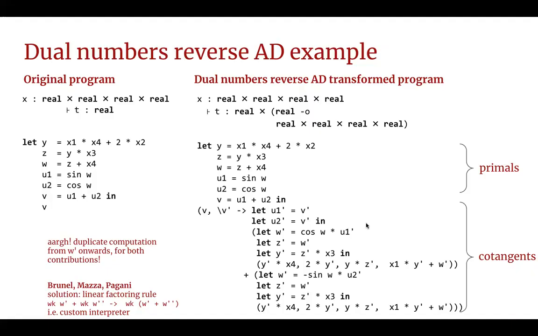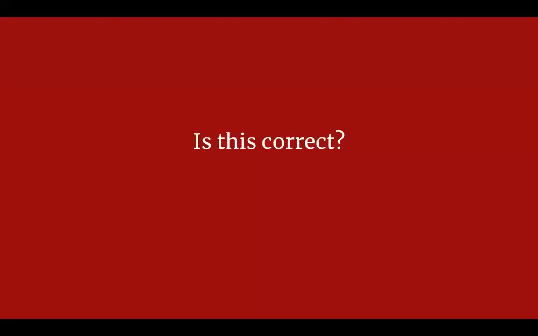Okay, so these are the 4 AD algorithms that we'll look at in this tutorial. So we have standard forward AD, standard reverse AD, dual number forward AD, and dual number reverse AD. So now you might wonder, are these algorithms correct? And how would you go about proving the correctness of this sort of meta program?